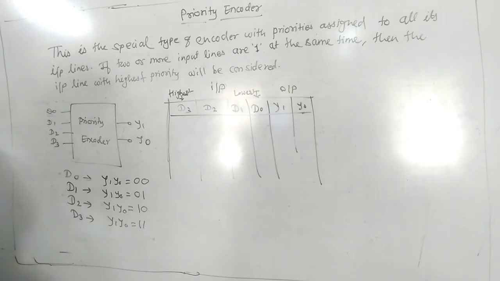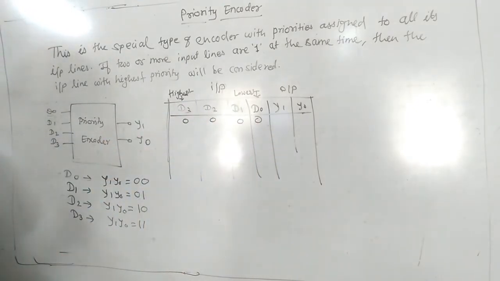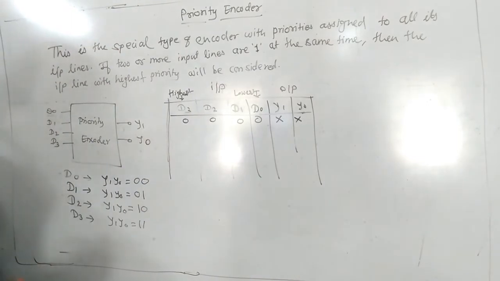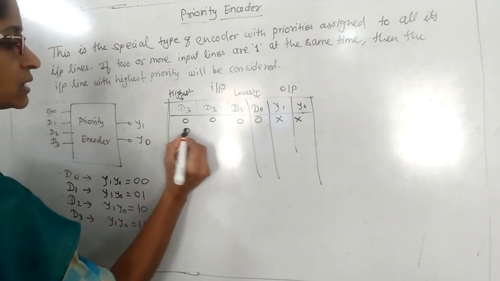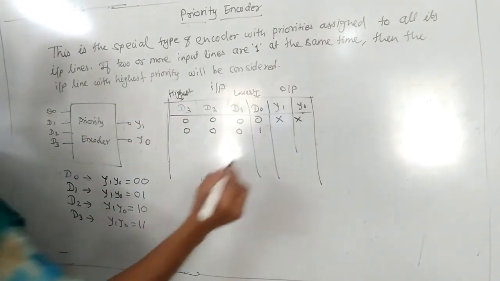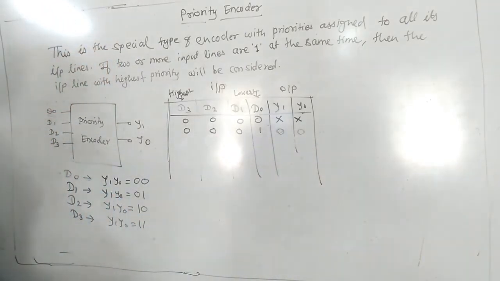Now here, if we don't select any input, that means D3, D2, D1 and D0 are all 0, then the output will be don't care, or it may be the previous state. Now if you select the input D0, then the output will be 0, 0.